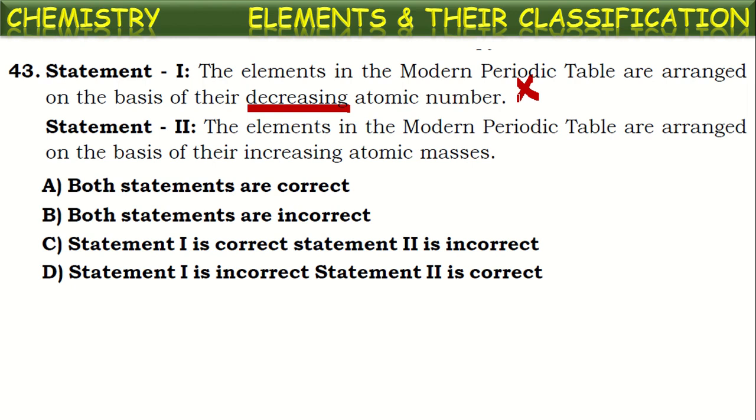The elements in the modern periodic table are arranged on the basis of their increasing atomic masses. Is it true? No. In the increasing order of their atomic numbers they are arranged, but not on the atomic masses. So, according to modern periodic table, these two statements are incorrect. Both the statements are incorrect.